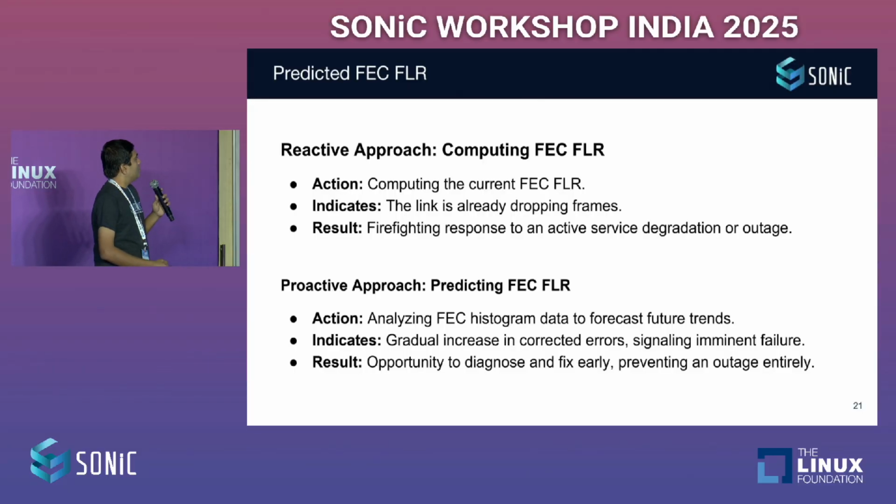One significant drawback of just looking at FEC FLR is that when we see a non-zero FEC FLR, it means that the link has already gone bad. It's just a measure of how bad it is. That helps in one way, but that's probably not what we should be looking at all the time. So we have come up with a proactive approach of doing the predicted FEC FLR computation. It tries to analyze the data from the FEC histogram and computes the predicted FEC FLR.